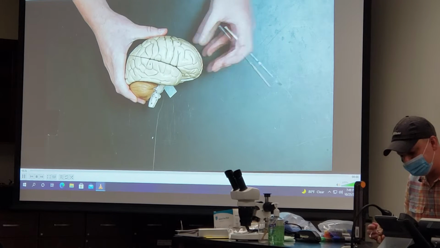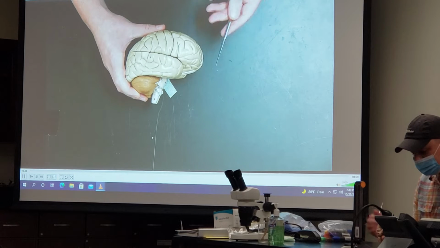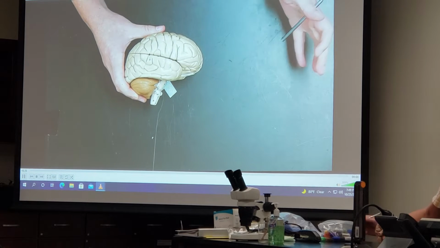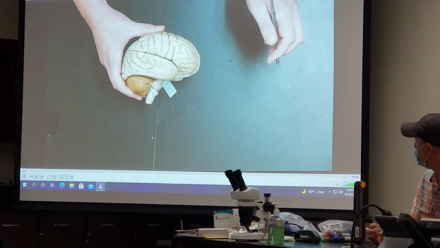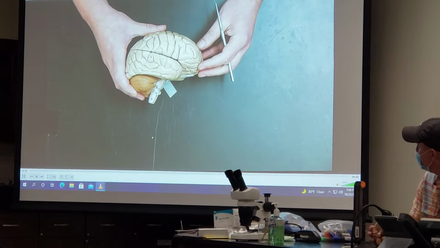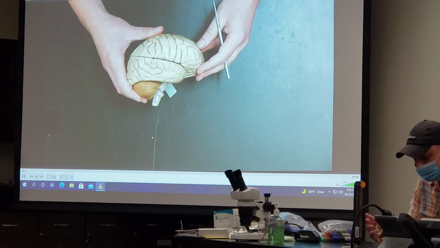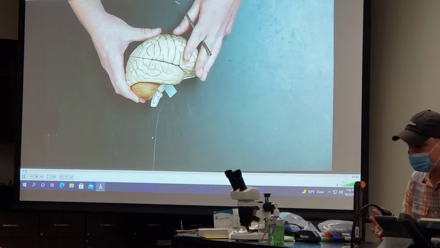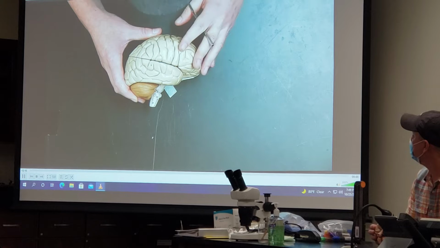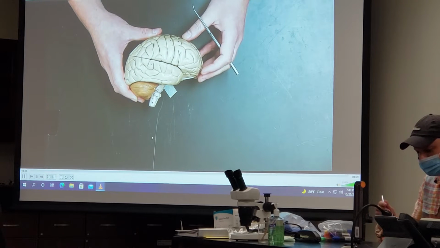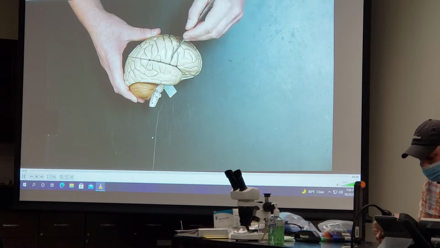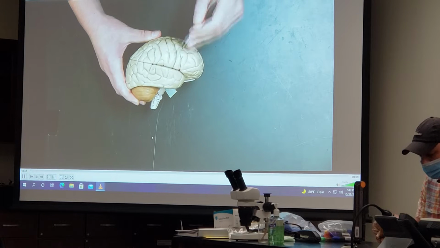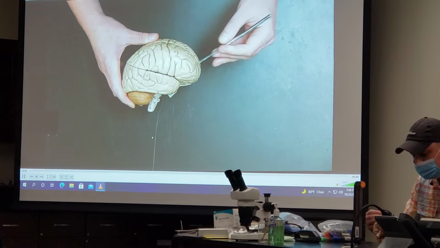So, this is based on lobes. This is the frontal lobe, right? Sometimes mine doesn't work as well as it should. I make bad decisions. This is going to be the central sulcus. This is going to be what?